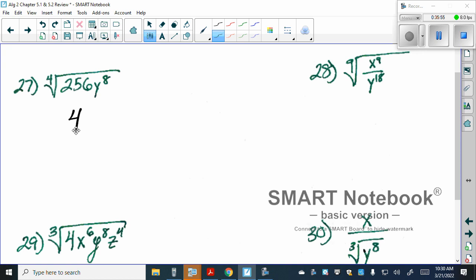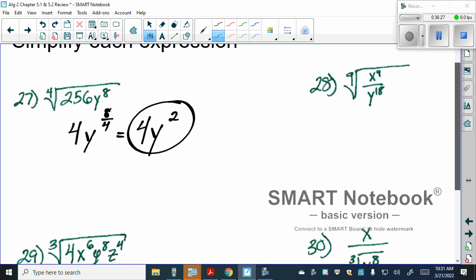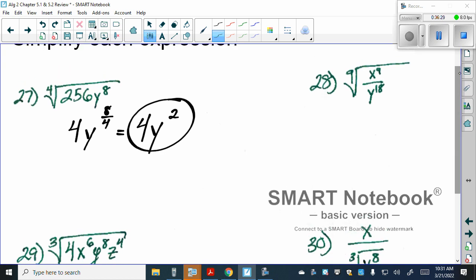Now we also have y to the 8th. So we're trying to see if we can take the fourth root of it. And we can, because we're really just saying that we have y to the 8/4, and 8 divided by 4 is 2. So this here would be the final answer that I would take. And we don't need absolute values for this one because y squared is still going to be positive. We don't have to worry about a negative case. Any questions on 27?